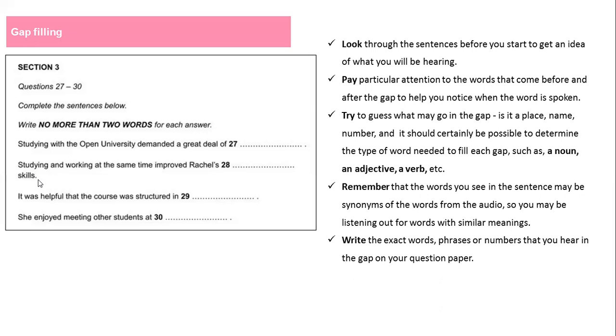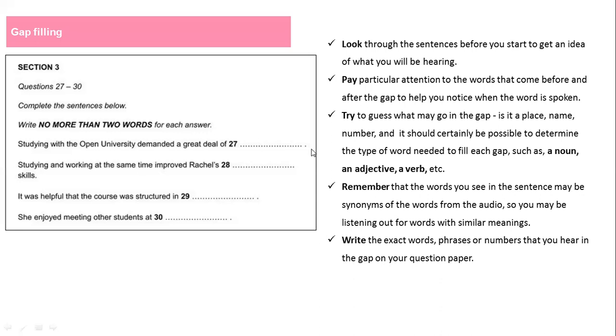benda. From the context, studying and working at the same time improved ratios, time management skills, mungkin ya, time management skills, or ratios interpersonal skills, for example. Jadi, sepertinya kita sudah bisa memprediksi nih jawabannya apa. Nanti kita tinggal mencocokkannya dengan apa yang kita dengar dari audio.